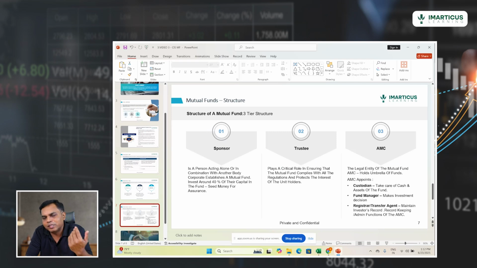Apart from the sponsor, trustee, and AMC, we also have a couple of entities which help in running or managing a mutual fund. One is the transfer agent. Transfer agents manage the bookkeeping for mutual funds, and we have custodians, who do safekeeping of assets for the mutual funds. So this is the structure of a mutual fund.